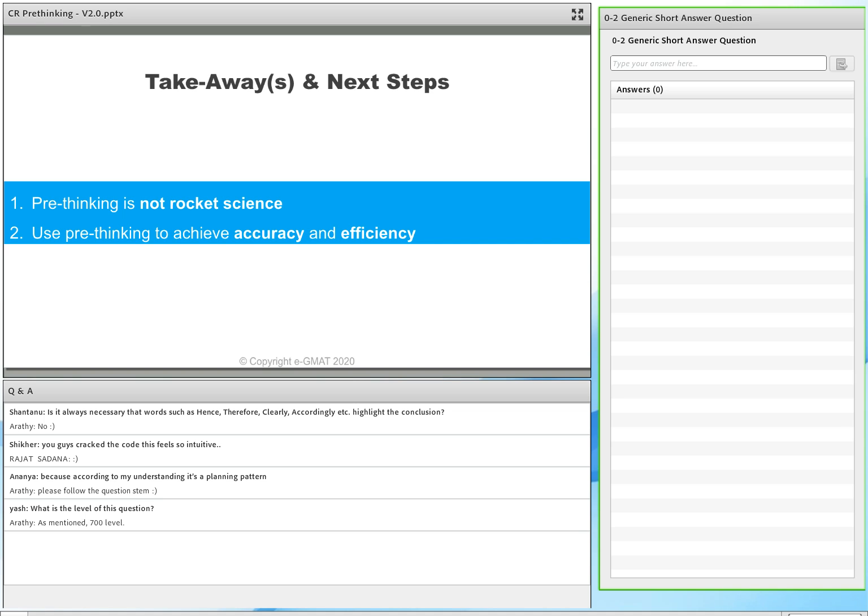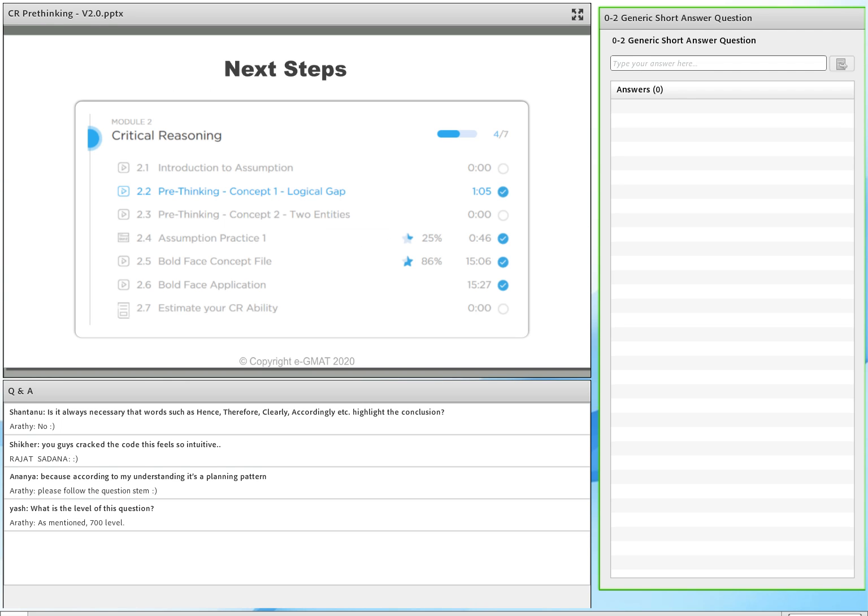But once you get it, once you go from that point 2 to point 3 that I talked about, you're going to find that you're going to achieve accuracy, you're going to achieve efficiency. And unlike others, I'm not going to promise an easy path. Why? Because you're not taking an easy journey. You want to get that 730 score. Only 5% of the people get that.